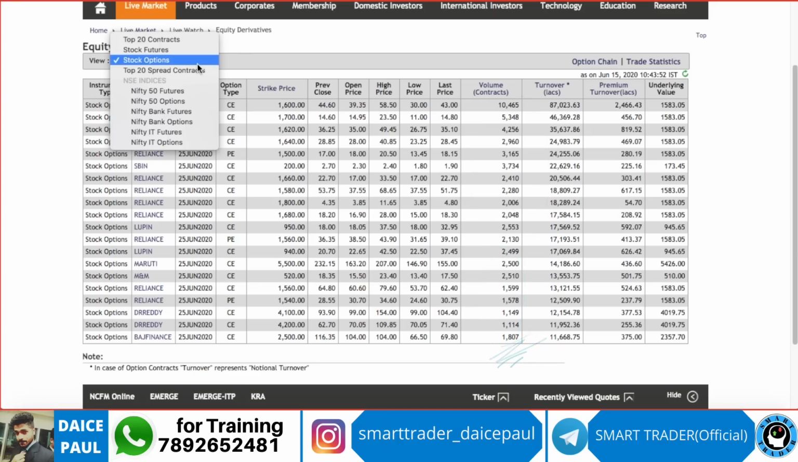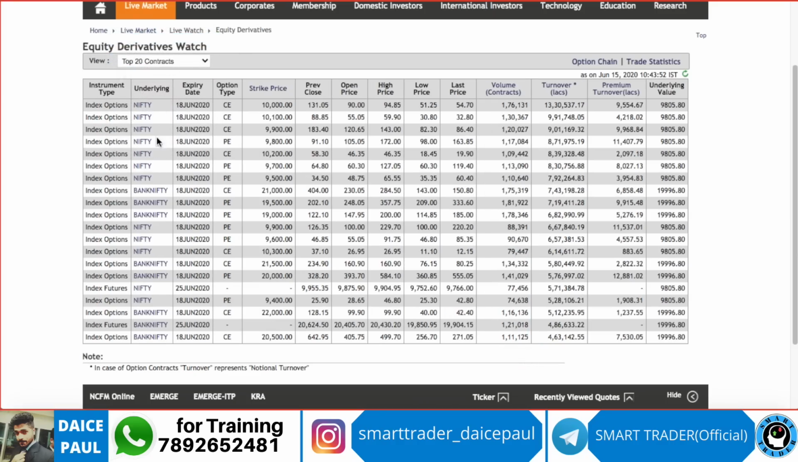All you need to do is go to the top 20 contracts. You will get to know which are the overall top 20 contracts trading in the market. So you have Nifty as the most traded. If you want Bank Nifty, the first one is the call option. People are trading more, that is 21,000. In put options, if you want to trade, you can trade in this one, the 19,500 strike price.